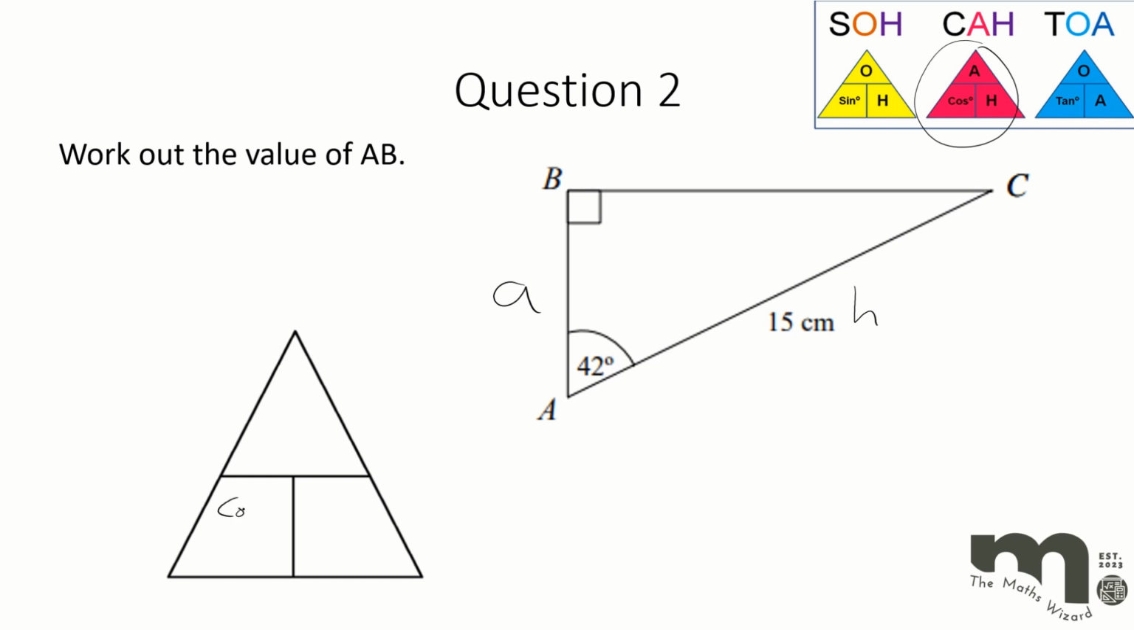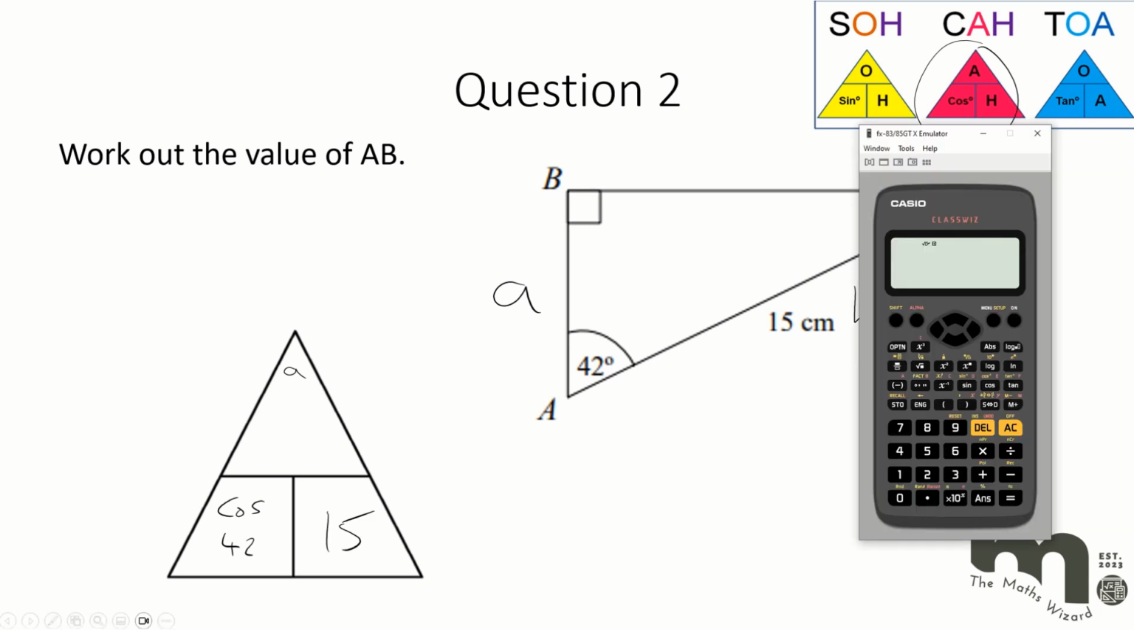So we write down cosine 42 in the bottom left-hand corner of our formula triangle. We don't know the adjacent. We're trying to figure that out. So we leave the top of the triangle blank, and then we write 15 down here.